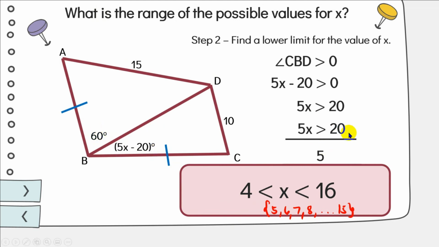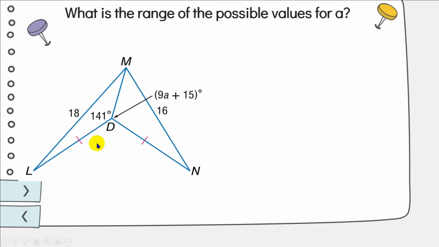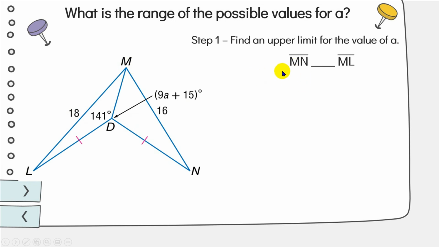Okay? So, next example. We have this triangle, MLD and MND. How are we going to find the possible values of A? First step is to, again, find the upper limit of the value of A. How are we going to find the upper limit? So, we have 18 and 16 as measurements of side LM and side MN. So, compare muna natin. MN is 16, ML is 18. So, that will be less than.